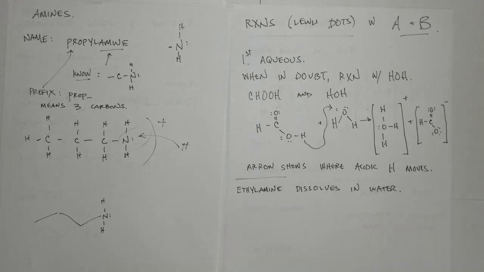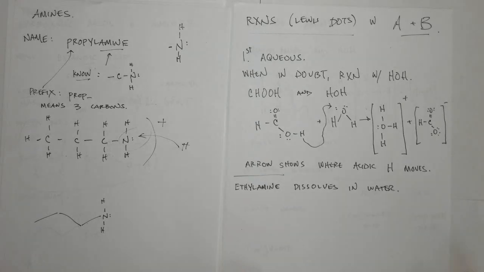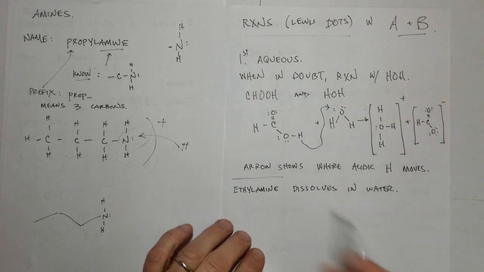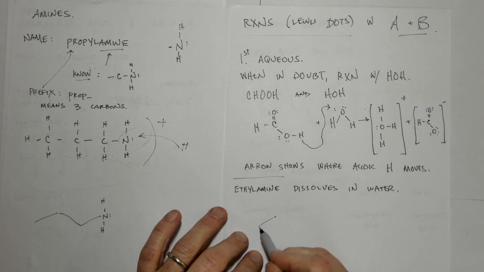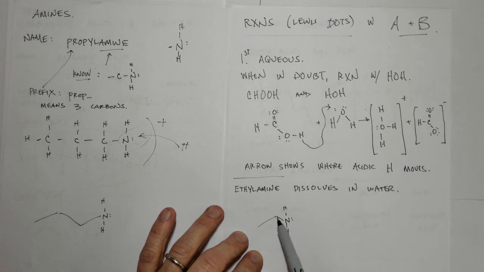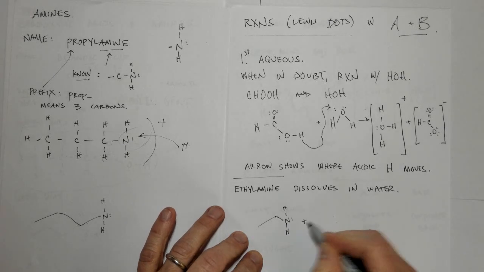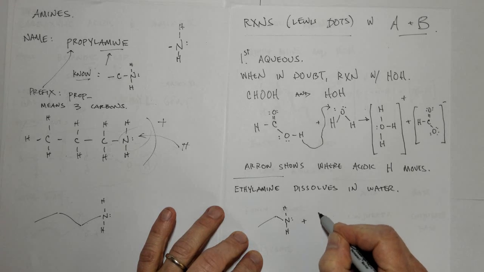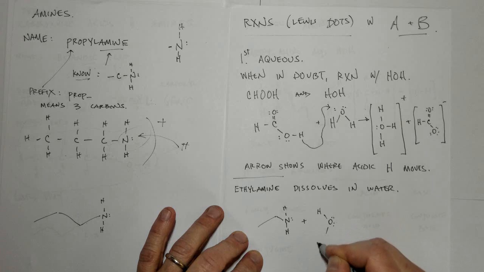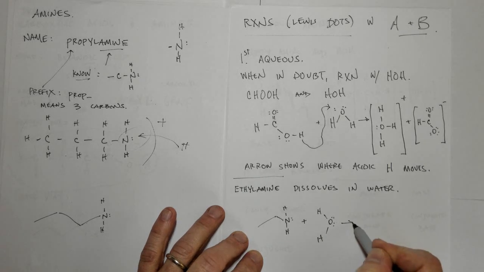Here's the second one. Ethylamine dissolves in water. So ethylamine would be 2 carbons, 1, 2, and then we'd have an amine group, NH2, like this. And then we'd be reacting it with water, and let's draw the water like this, HOH, and then we can put an arrow.